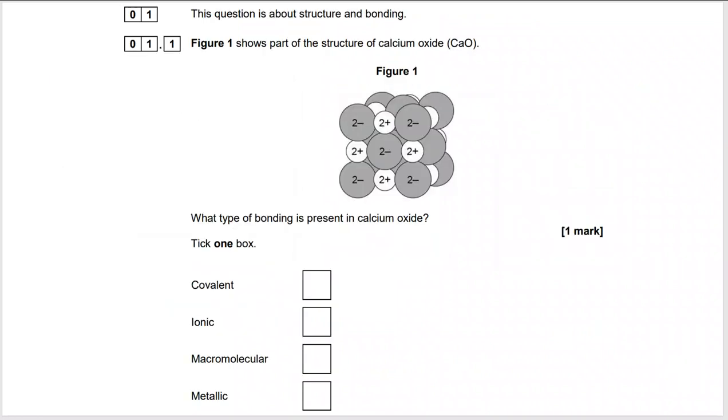So the question is about structure and bonding, and we're showing part of the structure of calcium oxide. What type of bonding is present in calcium oxide? Well, the key thing to look for here is we've got charged particles. That's a -2 charge, that's a +2 charge. We're in a regular lattice. If we have a charged particle, we call that an ion. So we're going to see that this is ionic bonding, the attraction between the oppositely charged ions.